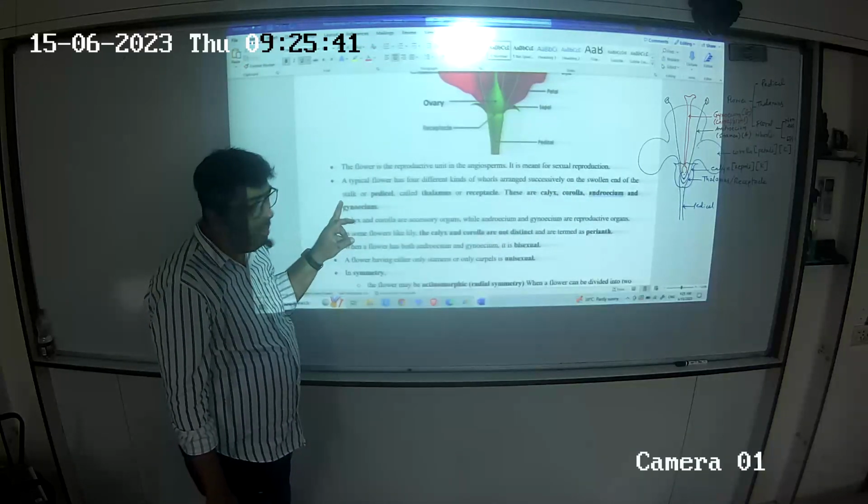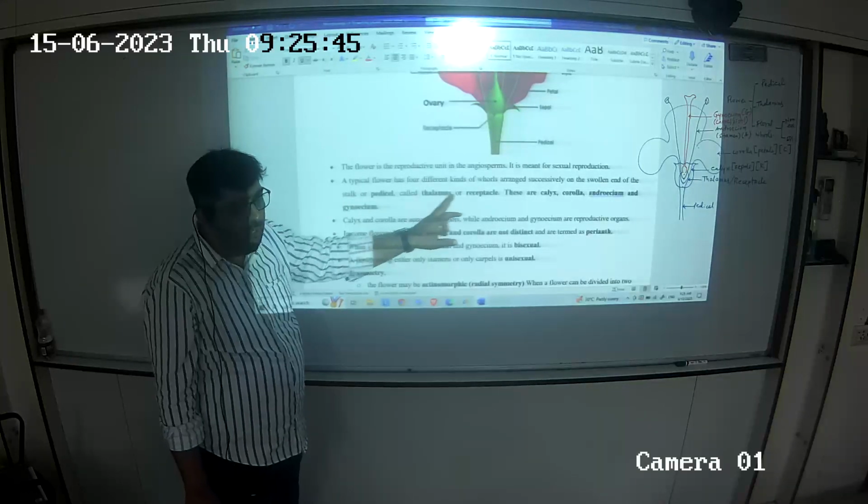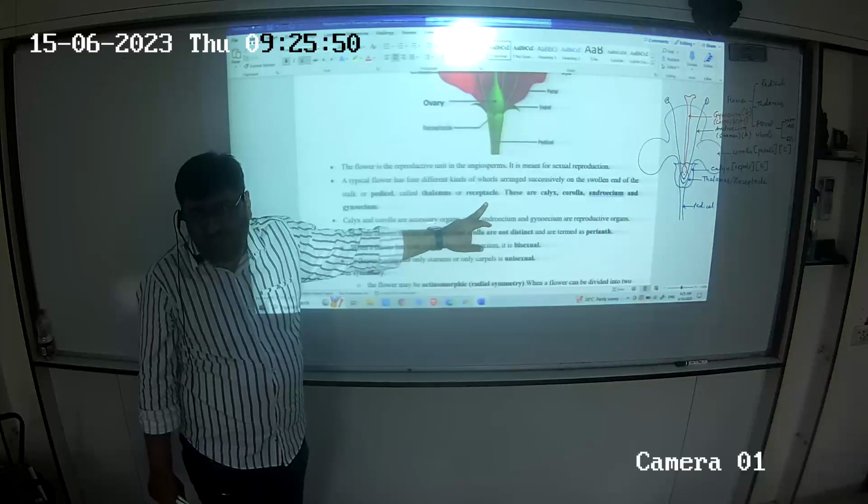Pedicel is also the stalk. And what is that swollen end called? Thalamus or receptacle. Right? NCERT has a very funny way of describing things.